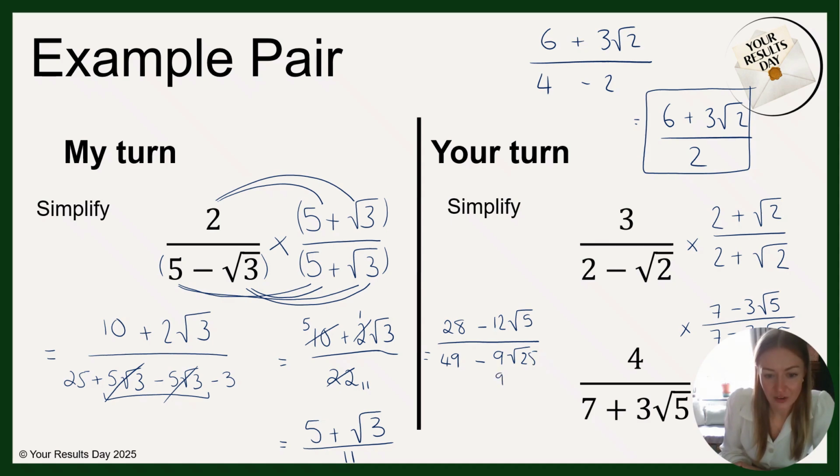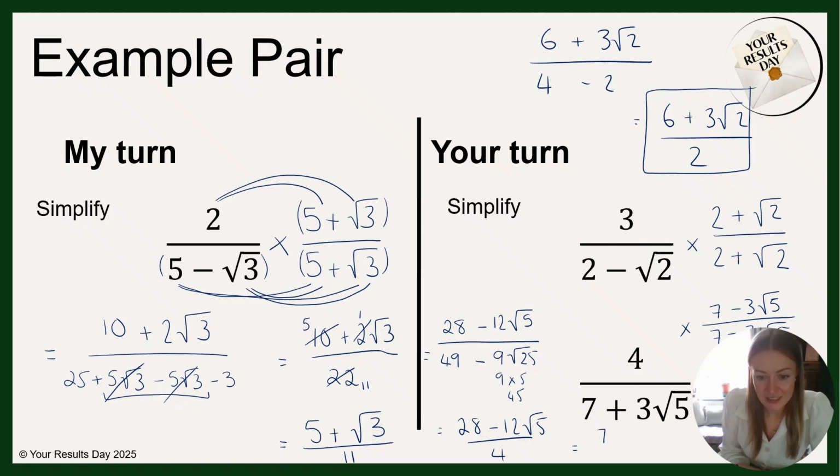Now, 9 root 25 is the same as 9 times 5, which is 45. So 49 take 45 is going to put me 4 on the bottom. So we're going to end up with 28 minus 12 root 5 over 4. All of these terms can be divided by 4, so this one can be simplified.